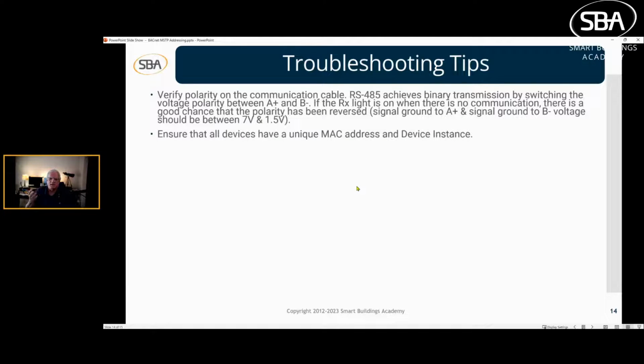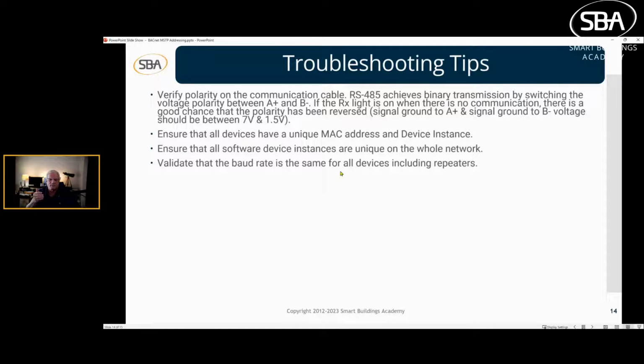You ensure that all devices have a unique MAC address in a device instance. No two devices should have the same number. If they do, they will quit talking to each other on the network and you'll have communication problems. Ensure that all software device instances are unique on the network.